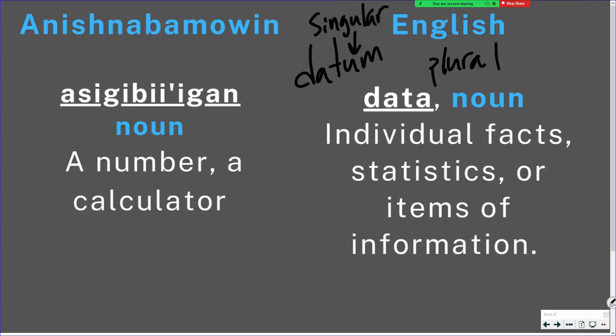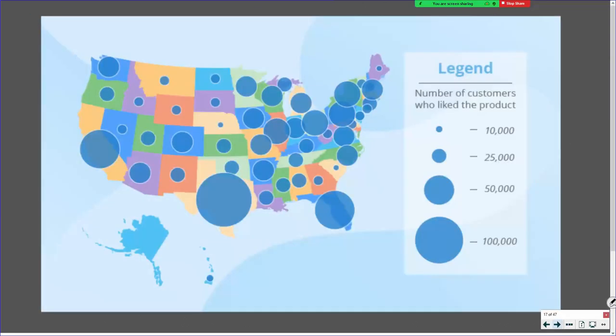And data usually refers to a collection of facts, stats, or items of information, right? And we often talk about data sets. So if you want to chart the average temperature in your hometown, or how much rainfall you get, you'd have to collect a data set. Like how many centimeters for each day, the temperature in the morning for 30 days in a row, and then get your average, right? So that's how that works.